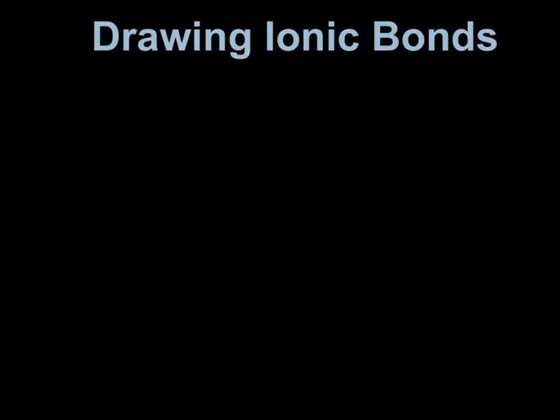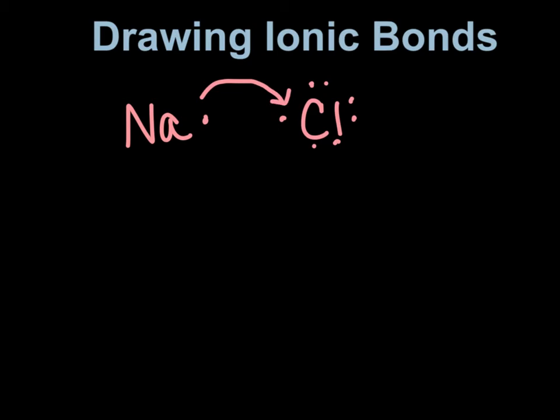All right, so we start by drawing our Lewis dot diagram. So I have sodium, which has 1 valence electron, and I have chlorine, which has 7 valence electrons. And what I'm going to do is show that this one lone electron from sodium wants to move over here to chlorine. And when it does that, I end up with NaCl.